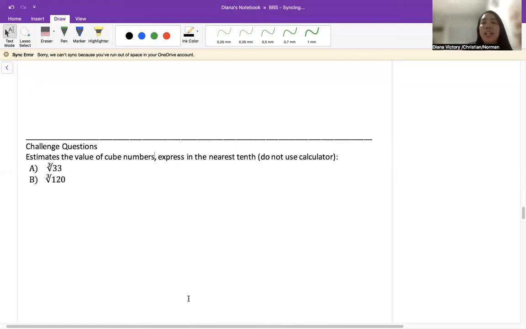Okay, now try this by yourself at home. Challenge question. Estimate the value of cube roots, expressed to the nearest tenth. Do not use a calculator. Number A, the cube root of 33, and number B, the cube root of 120.